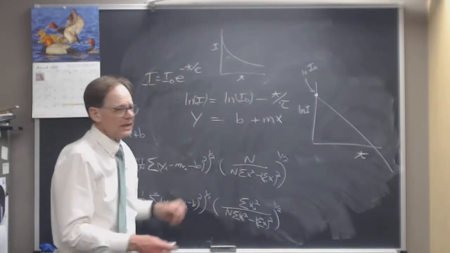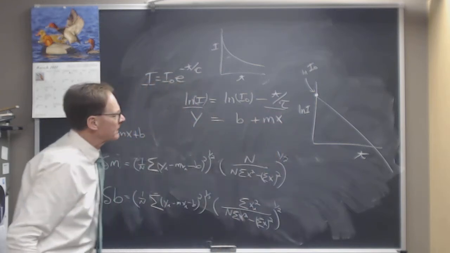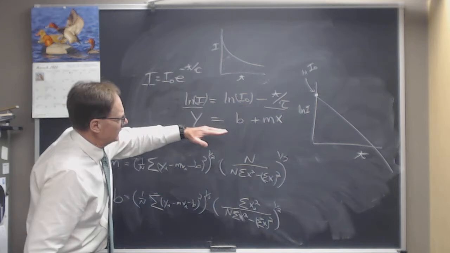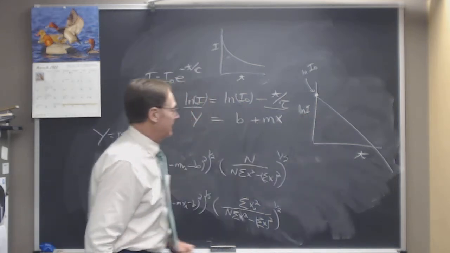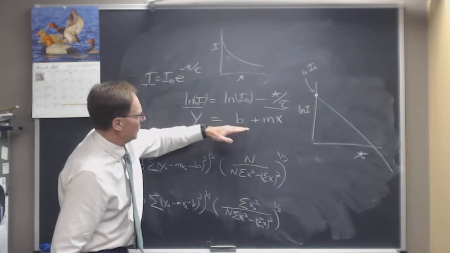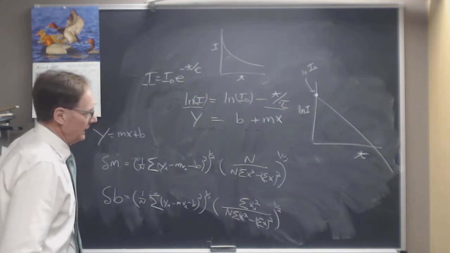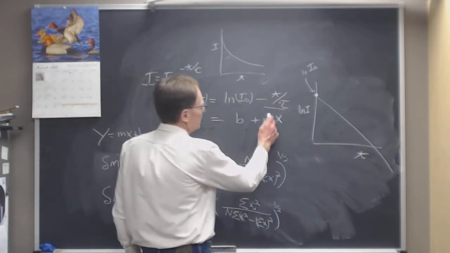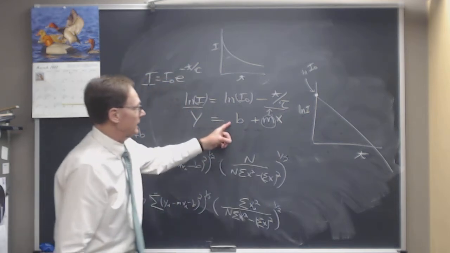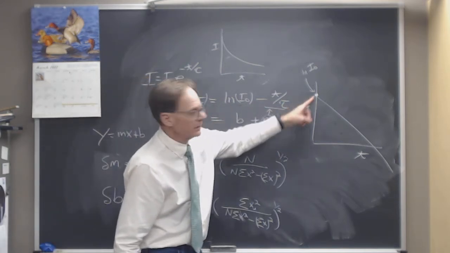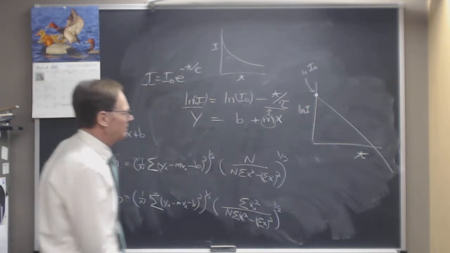We now have a linear relationship between the logarithm of I and the time. So we can graph the log of I versus time, and we would expect to get a line. This is an equation of the form y equals mx plus b, our typical linear format. The intercept looks like it's going to be the logarithm of the initial current, and the slope looks like it's going to be negative 1 over tau.